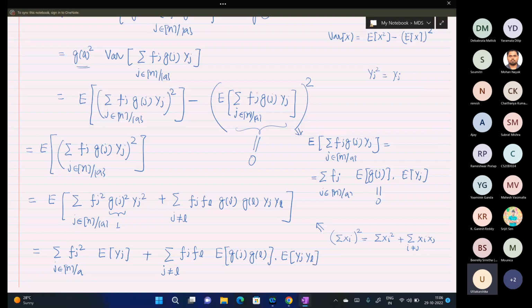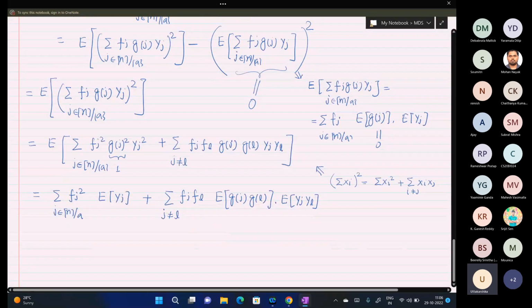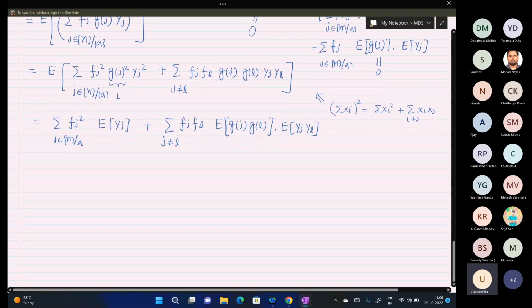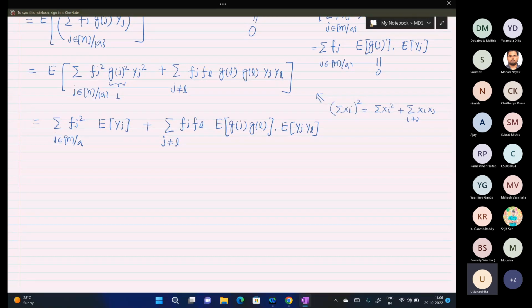Okay, so any doubt on this step? Right, so I've just taken out the expectation inside. So I'll write this expected value of gj, gl, yj, yl. And since g and y use different hash functions, they are independent, so we can take their expectation separately. Okay. So now what is the expected value of gj, gl?